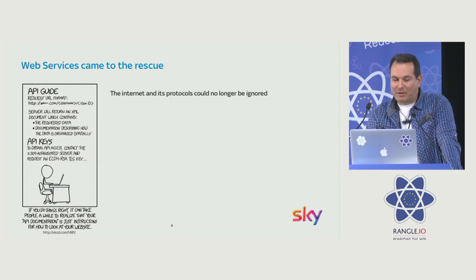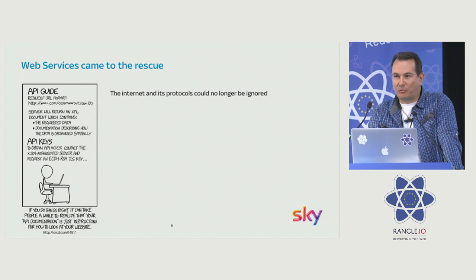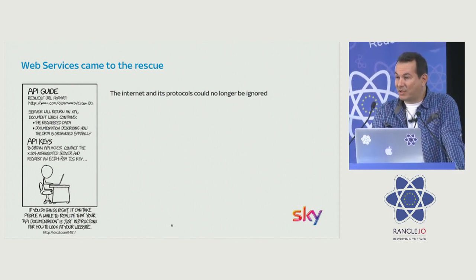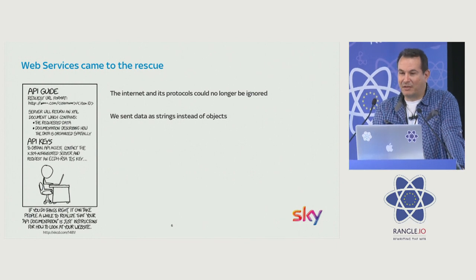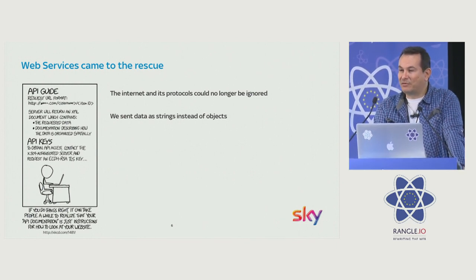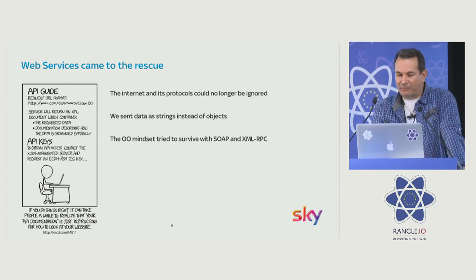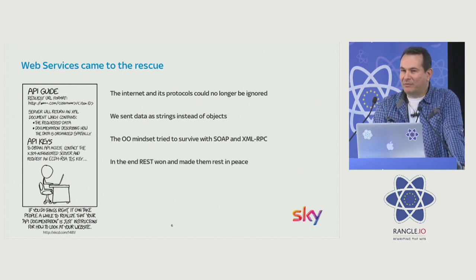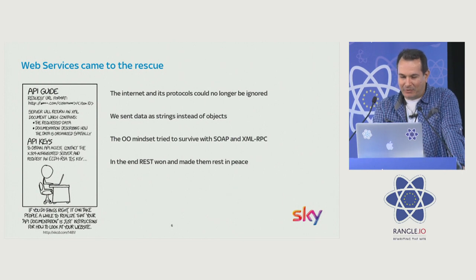In my opinion, it's because we tried to use web protocols, which forced us to send data as strings instead of objects. And that's really key here. We didn't try to do objects anymore, and we still tried to do OO stuff with SOAP and so on. I don't know if any of you tried to do it, but nowadays nobody does. And I think in the end, REST put a term to the whole thing. REST won.